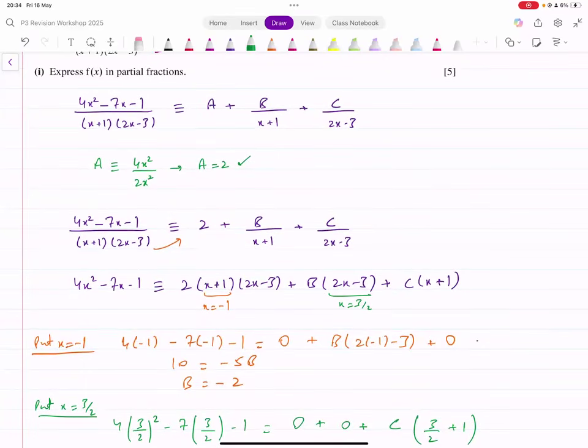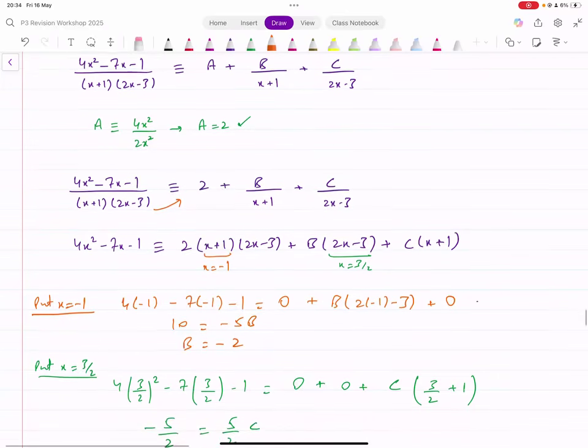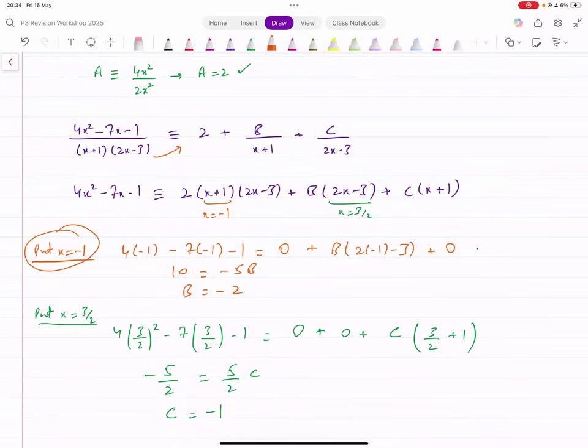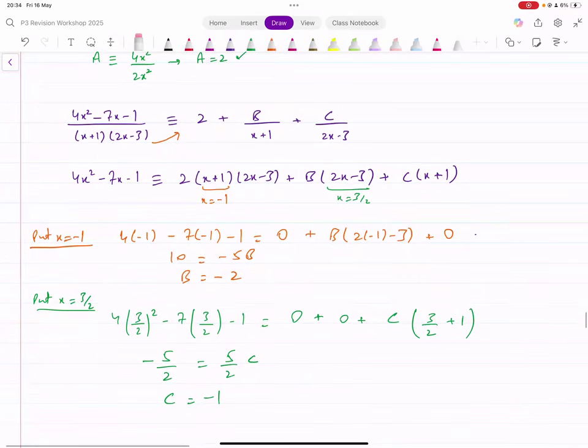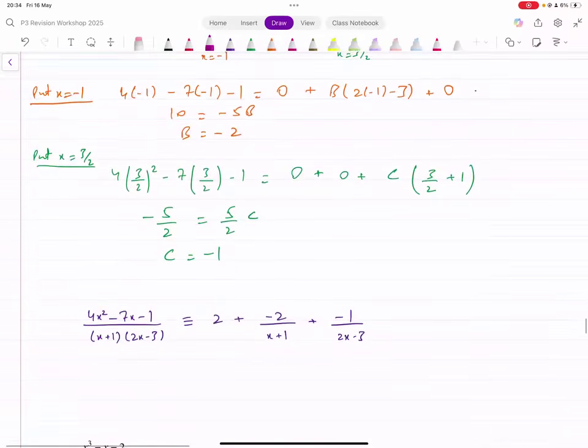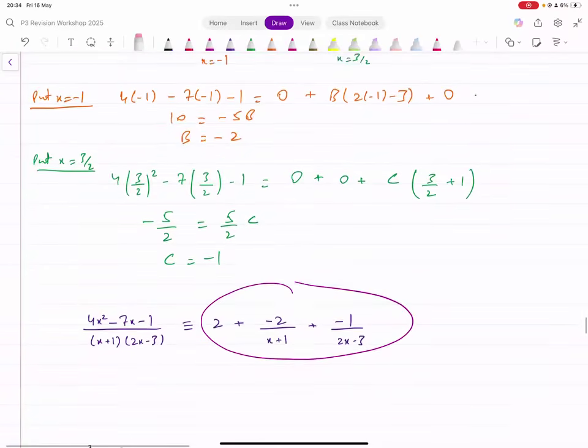Simplify and then just input some values of x that can make any bracket 0. In this case, I input x equals -1. That gives me the value for b. x equals 3 over 2. That gives me the other value, and that's it. We've got the partial fractions. Remember, when you multiply this denominator on the right side, it will also get multiplied by 2. Do not forget that. 2 will also be multiplying with that. And you get the partial fraction form for that. That looks like this. Okay.